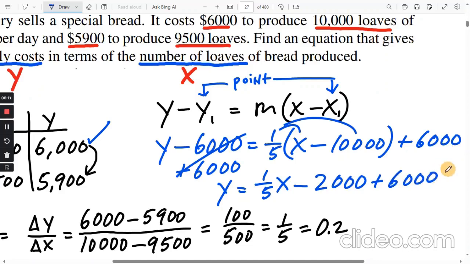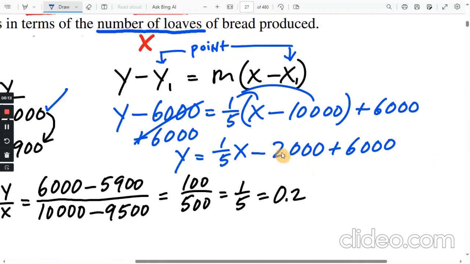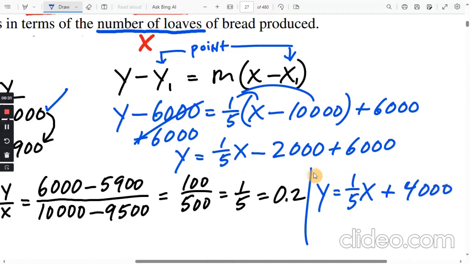All right. So that's it. Negative 2,000 plus 6,000 is 4,000. So just rewriting here. y equals 1/5 x, or you can say 0.2x. Negative 2 plus 6 is positive 4. All right, so that's it. Either method works.